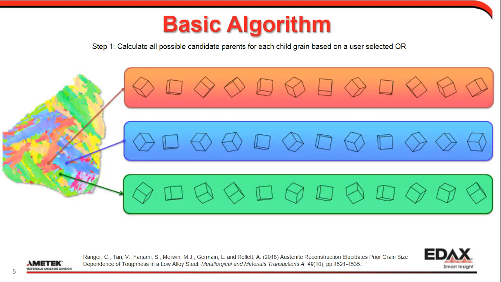So the basic algorithm follows the following, and we're following an algorithm that was set forth in a paper by Ranger and his colleagues, some of whom I see on today. I've used that algorithm to implement into OIM, so we didn't try to reinvent the wheel. So let's say there's 3 neighboring variants here, and here's the list of possible parents for those 3 different variants.